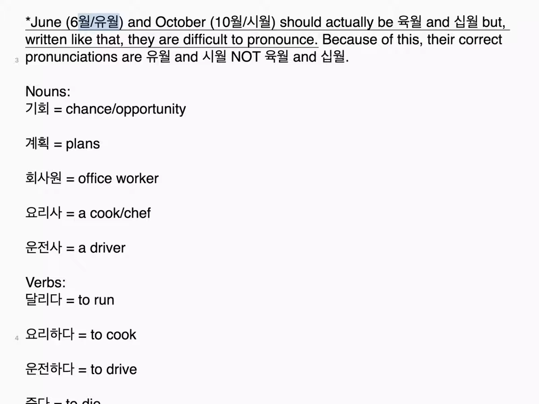June, 6월, and October, 10월, should actually be 육월 and 십월, but written like that, they are difficult to pronounce. Because of this, their correct pronunciations are 유월 and 시월.